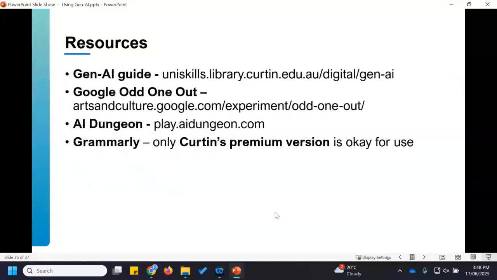And then some resources. So the GenAI guide from earlier, Google Odd One Out as well. It's a cute little experiment. AI Dungeon is a game you can play, and then Grammarly as well. So again, only Curtin's approved version is okay for use within your assessments, because any generative AI from Grammarly will be picked up by Turnitin as well.